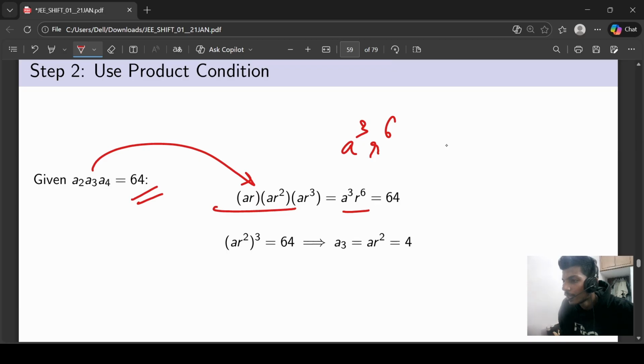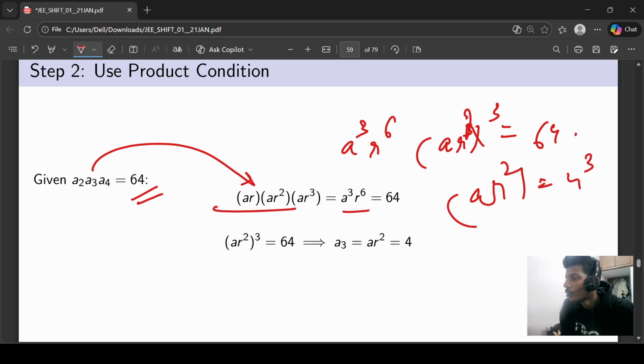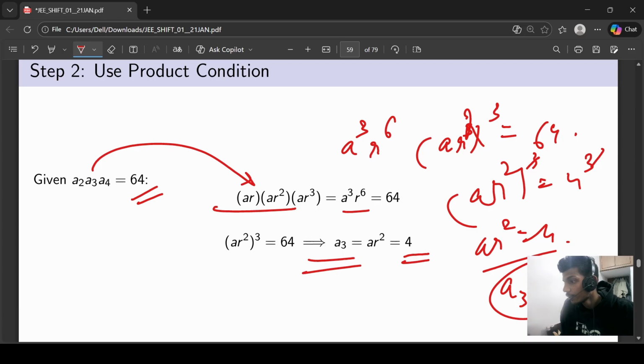So by taking out what I can take out as common, that is A cube, it is simply A cube R to the power 6, that is (AR square) whole cube, which is simply 64. And 4 cube, the cube and cube cancel, so AR square is coming as 4. And what is AR square? It is simply A3, so the value of A3 is coming as 4, right? We get one value of the sequence.